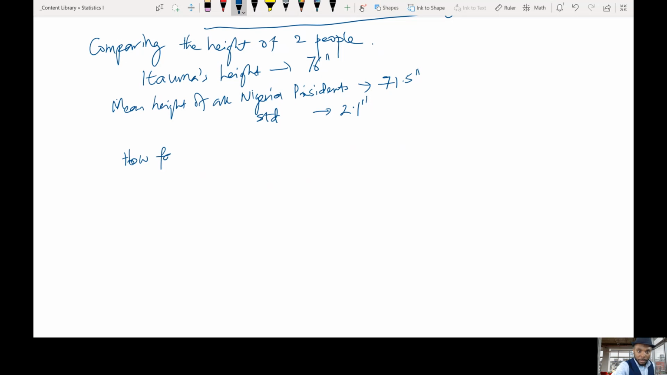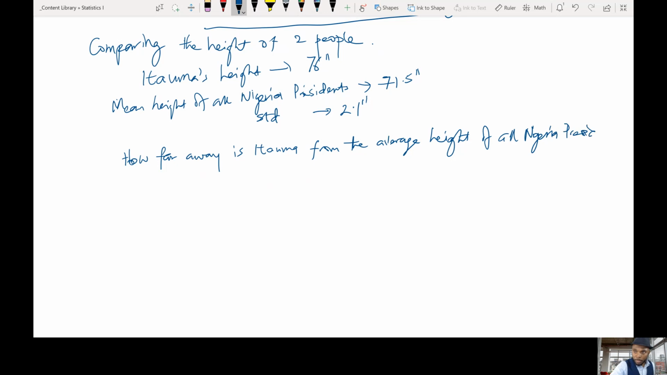So the question is, how far away is Italma from the average height of all Nigerian presidents. So that is, again, Z is equal to X minus mu divided by sigma. So we're dealing with the whole population here. And so this standard deviation is sigma. And this mean is mu. So we have mu is equal to 71.5 and sigma is equal to 2.1.